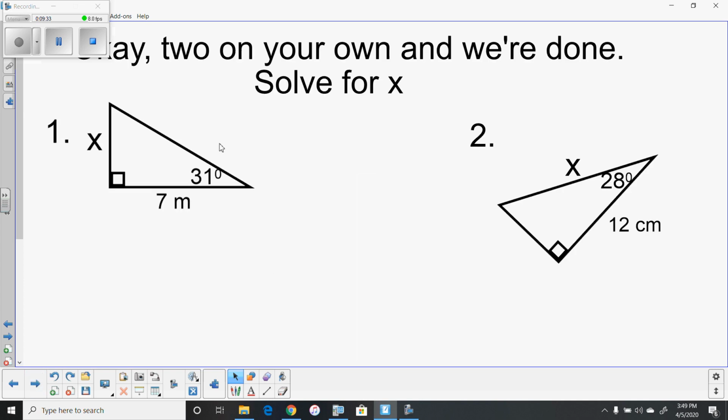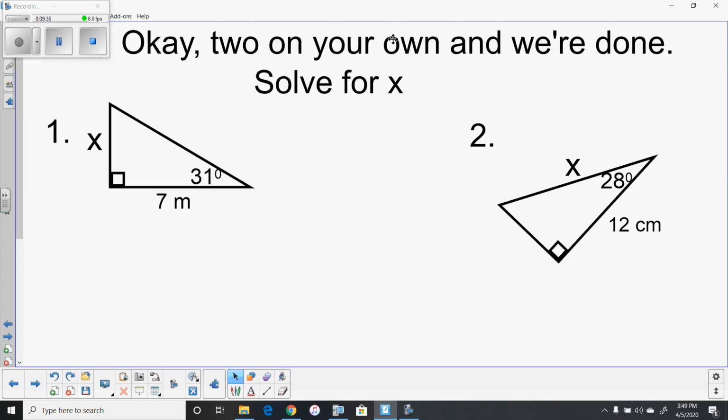Okay, so I'm going to pause it here, or at least I'd like you to pause it, and do your best to solve for x. Look at your notes, try to set up the right proportions based on the sides you have, label those sides, go ahead and work on those, and when you're done solving, you can resume this video.